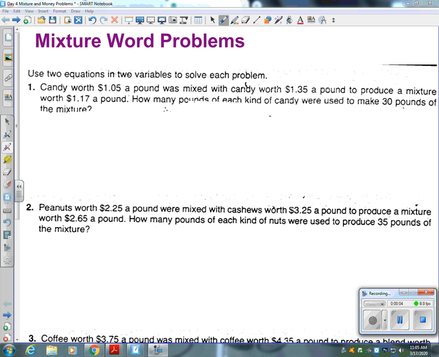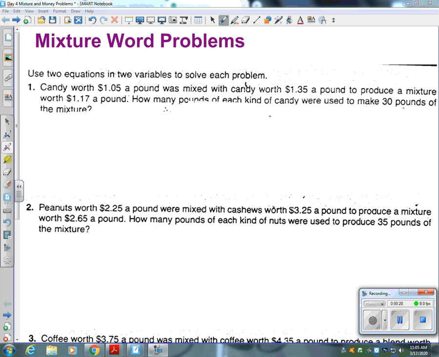We are going to start word problems with systems, and we're going to start with mixture word problems. Number one says candy worth $1.05 a pound was mixed with candy worth $1.35 a pound to produce a mixture worth $1.17 a pound. How many pounds of each kind of candy were used to make 30 pounds of the mixture?